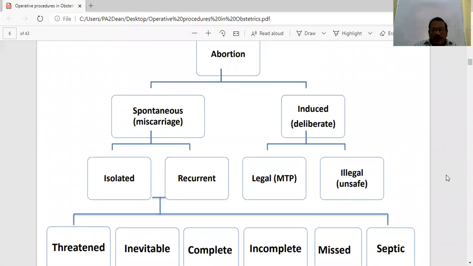Missed abortion is the death of the fetus inside the uterus before 22 weeks of gestation. Septic abortion is otherwise called criminal abortion, where abortion is induced with secondary infection. Induced abortions that are legal are called medical termination of pregnancy. The illegal, unsafe ones are induced by local dayas, by putting some stick or other means, or by putting some drugs in the cervix. These are called illegal or unsafe abortions.